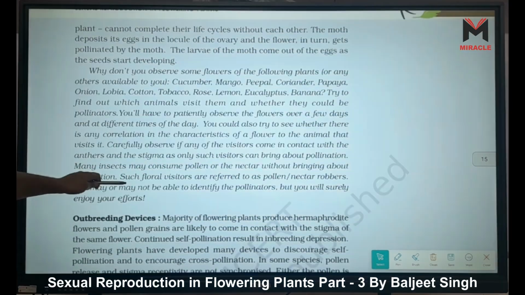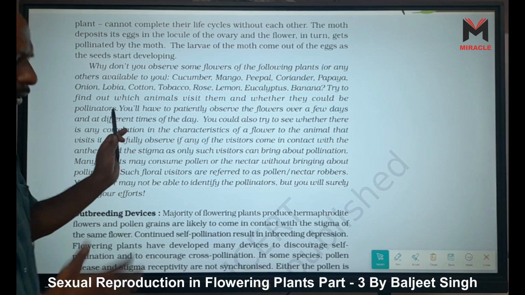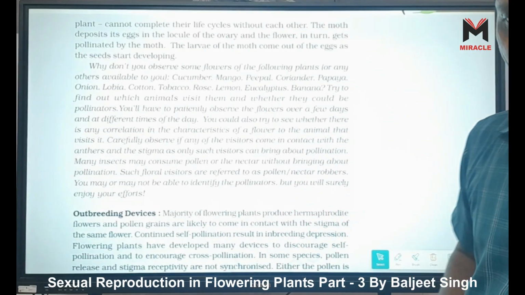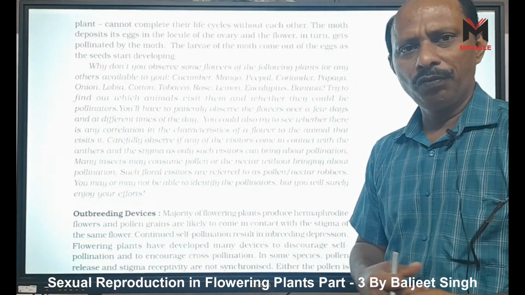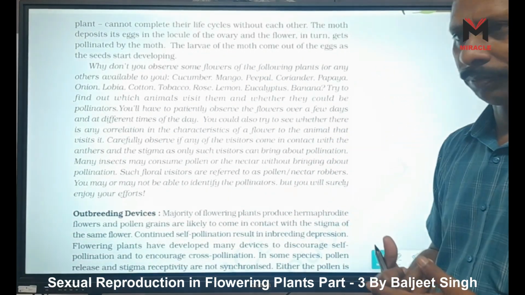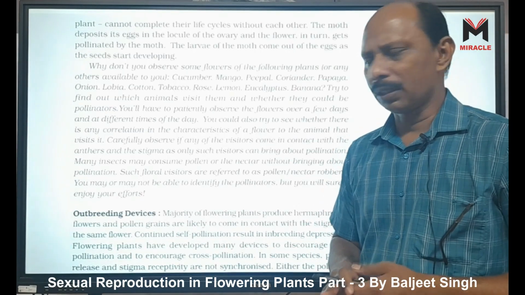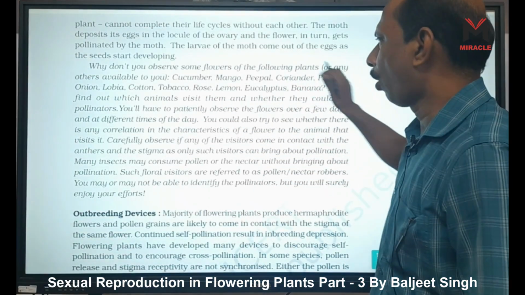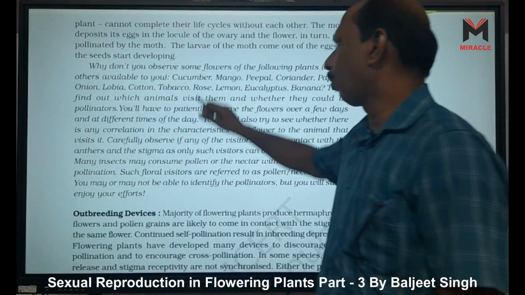Okay, next point is given. Why don't you observe some flowers? It is given for some practical. Practical means you can observe these things in your lawn, in your garden, or in your fields. If you cultivate crops, then you can see this also. Why don't you observe some flowers of the flowering plant or any other available to you?